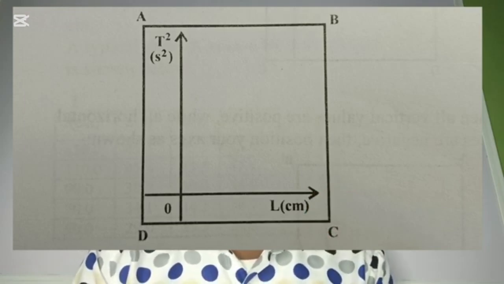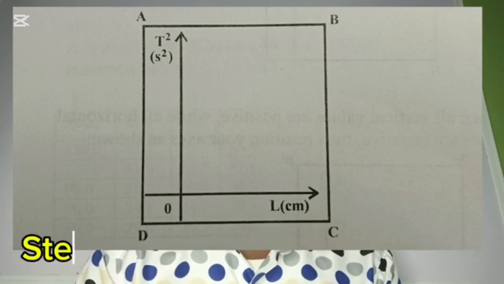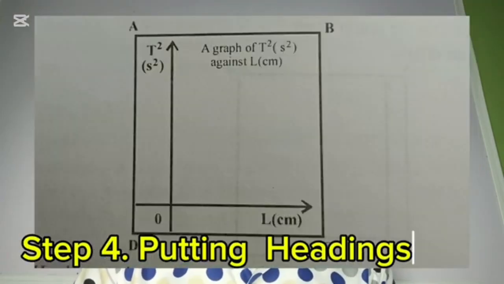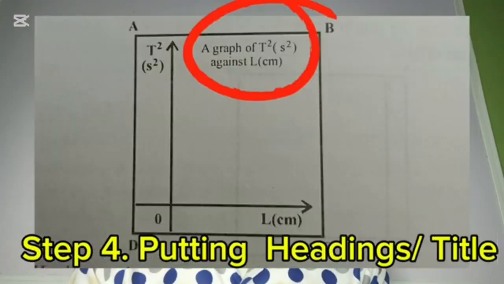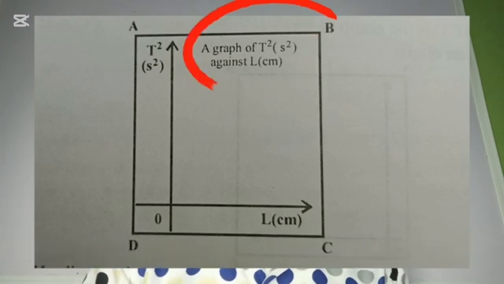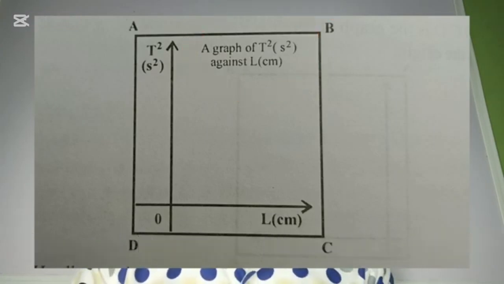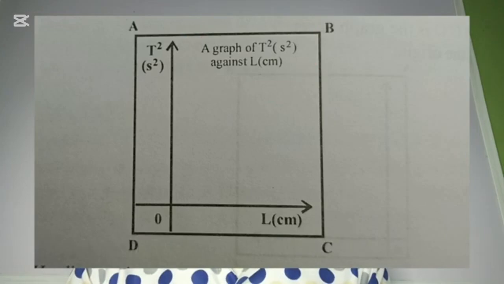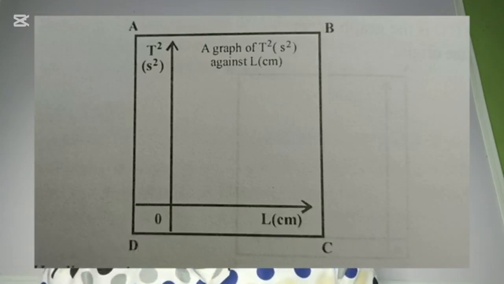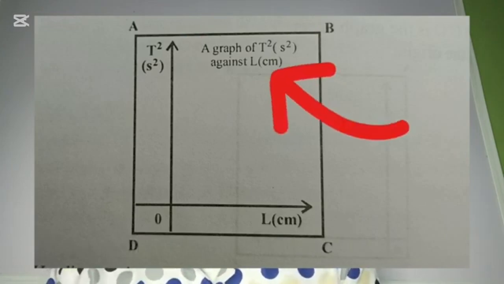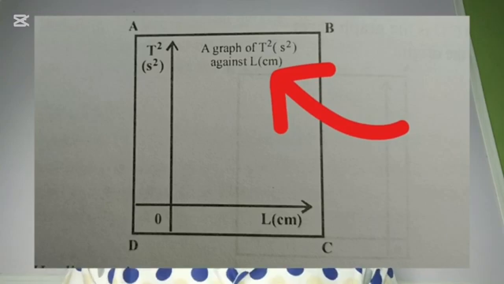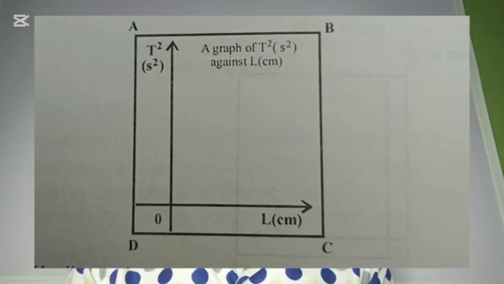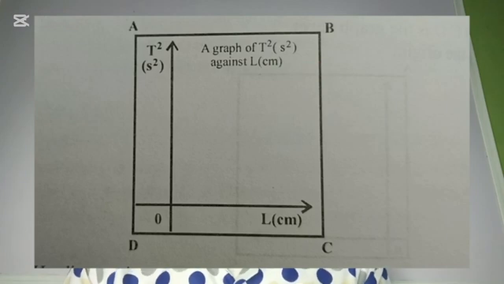That's step 3. Okay, now step 4, you must now give your graph a heading. You must not forget, because there is a mark for that also. So look at it as it is shown on the screen. That's an example of a heading: a graph of T squared in seconds against L in centimeters. That's the example used there. So you have to write that. Labeling. Now let's go to the next step.